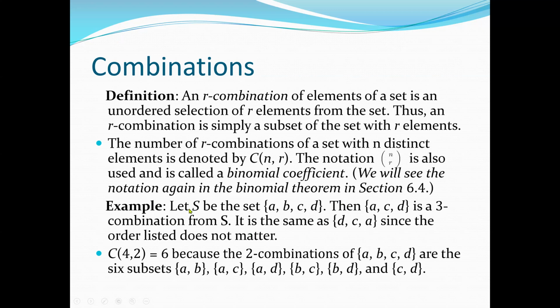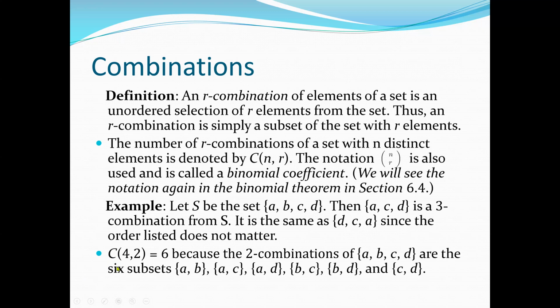If we have S, which is a set, and it has elements A, B, C, D, then ACD can be a 3-combination from S. But ACD is the same as DCA. We can see we have the same 3 elements. The order is not important, but if it's a permutation, ACD is different from DCA. But again, combination, the definition said unordered selection. So if I select ACD, it doesn't matter which one comes first, which one comes second. So ACD is the same as DCA, since the order listed does not matter.